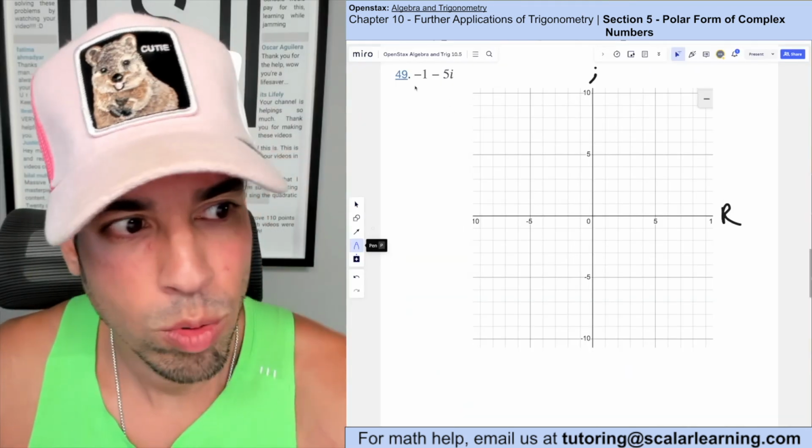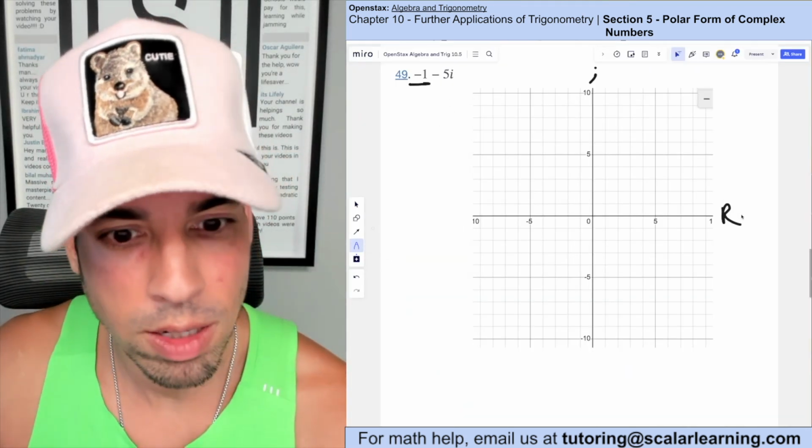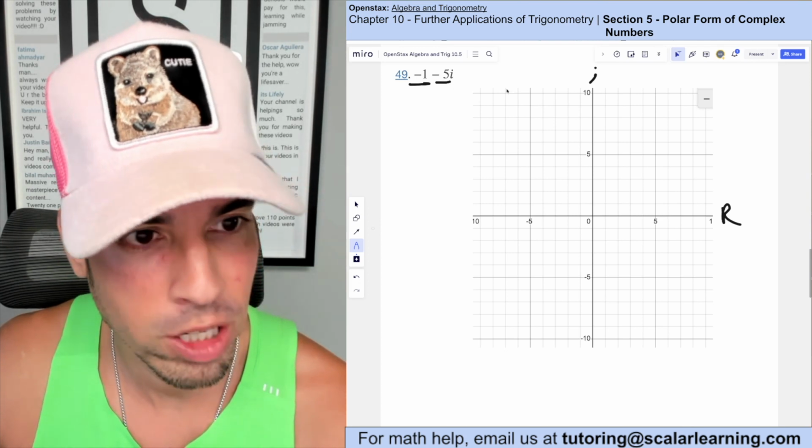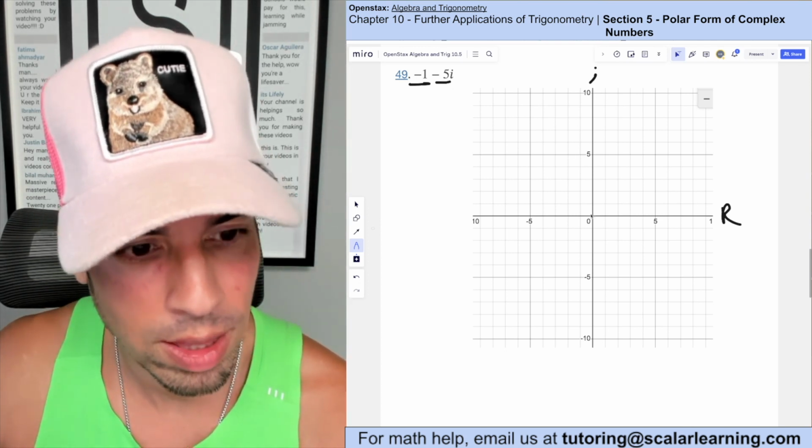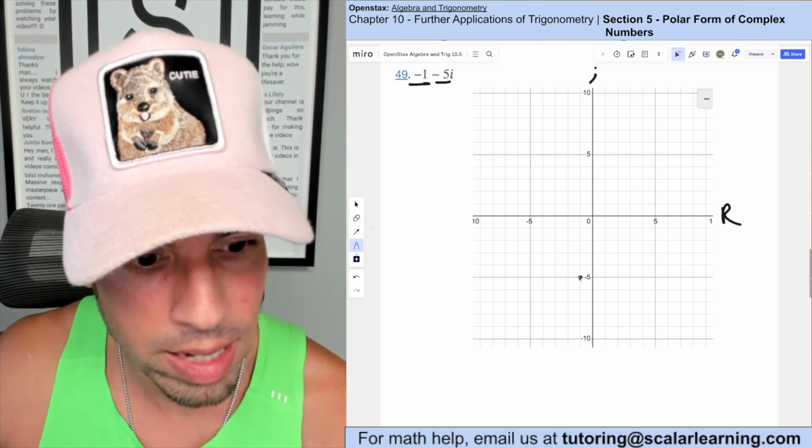Done. So for this one, we graph the real part on this axis and the imaginary coefficient -5 on this axis going up and down. So we're literally starting here, going left 1, down 5. That's how you plot it.